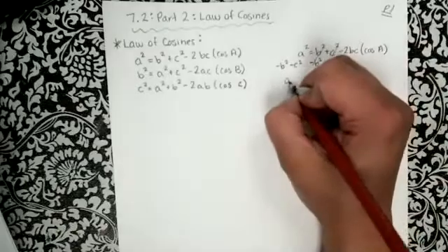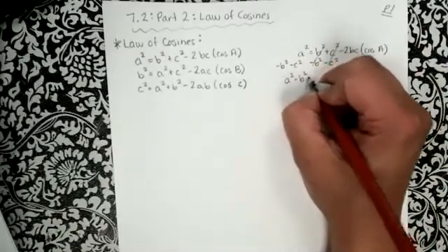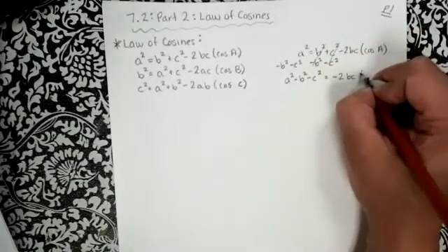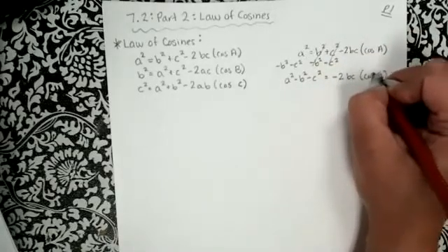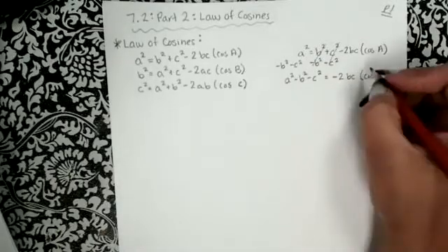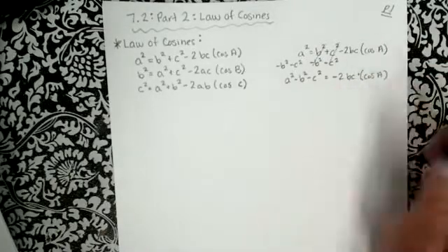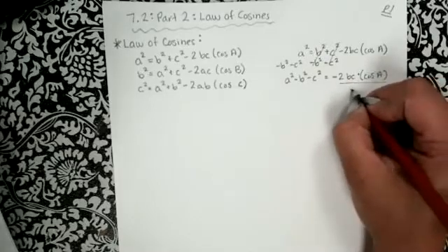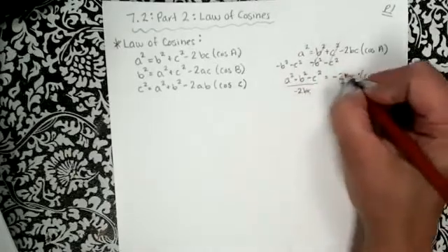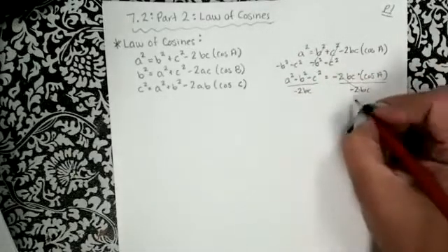So now on the left side, I have an A square minus a B square minus a C square equals a negative 2BC times cosine A. Keep in mind, I'm trying to solve for cosine A. So now I'm going to get rid of this times negative 2BC. So I'm going to divide both sides by a negative 2BC divided by a negative 2BC. So now I'm going to be left with a cosine A.